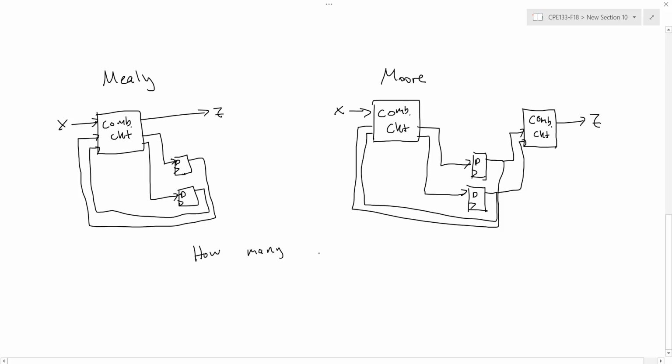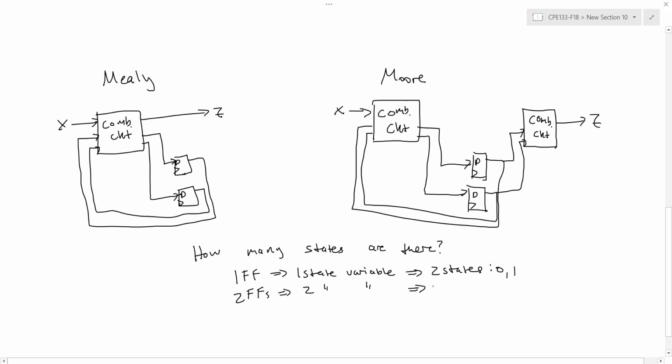So another important question is how many states are there, or how many states are needed for a particular sequential problem. So with one flip-flop, I have one state variable, which can take on one of two states, 0 or a 1. With two flip-flops, I have two state variables, and so I have four states, 0 0, 0 1, 1 0, 1 1. And with three flip-flops, obviously then I have 8 states, 0 up to 7.